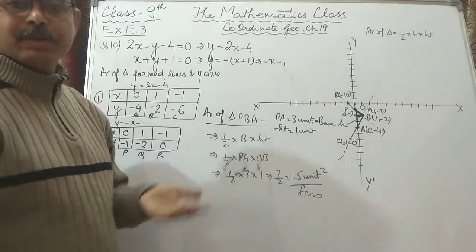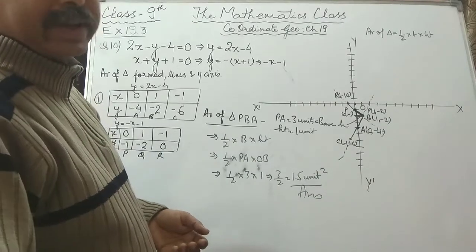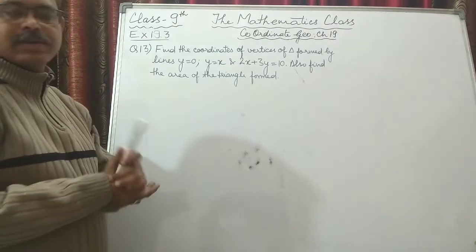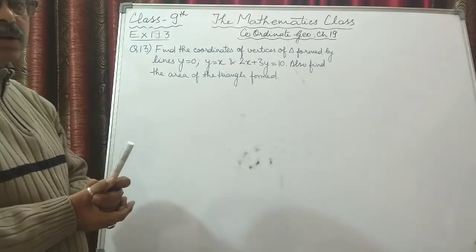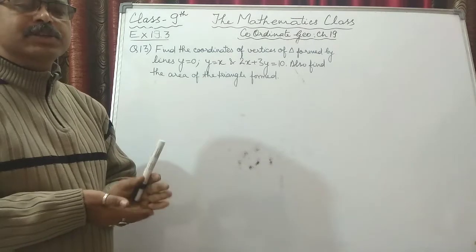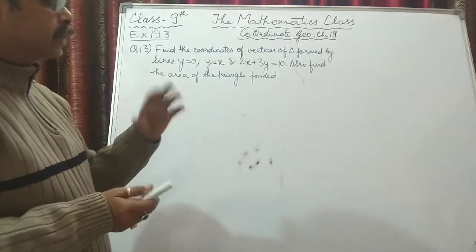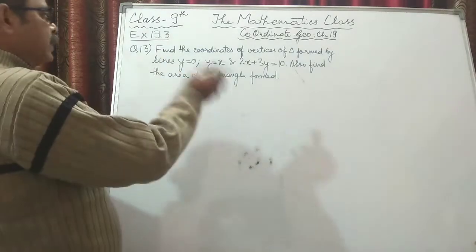Now maybe I will be taking one more question and then we move on to the next topic. The next question I am taking is question number 13, the last question of the exercise. All the other questions are completely based on solving linear equations graphically, but this was a little bit different. Why? I'll read out the question.